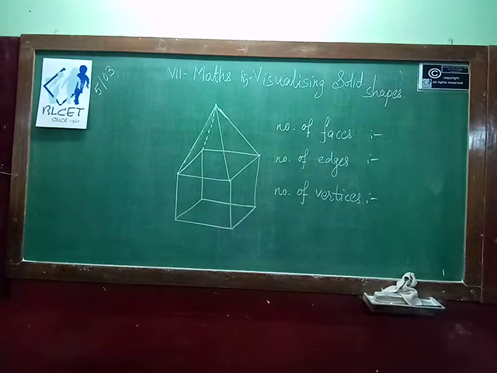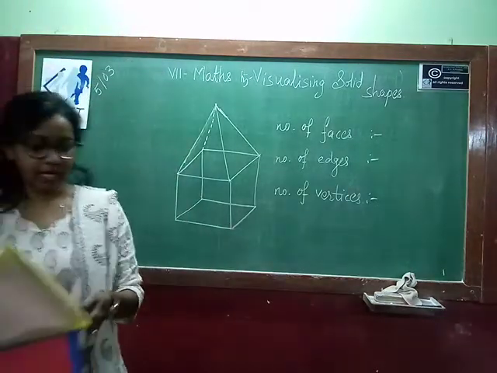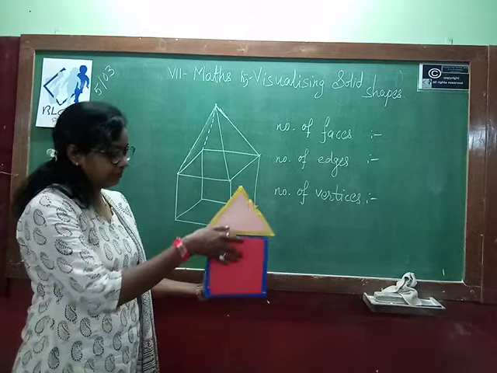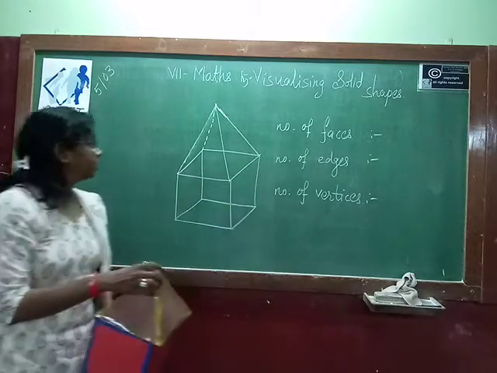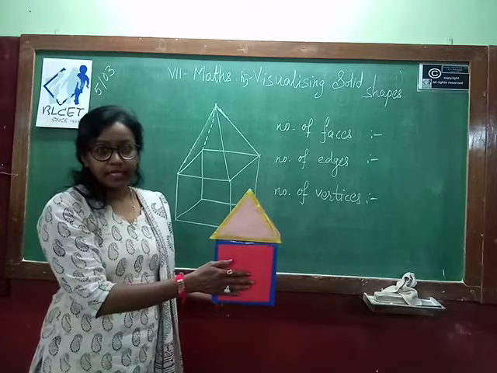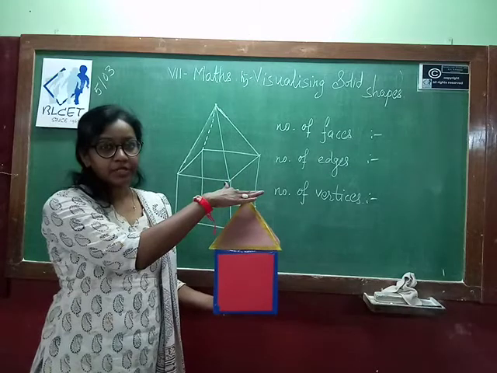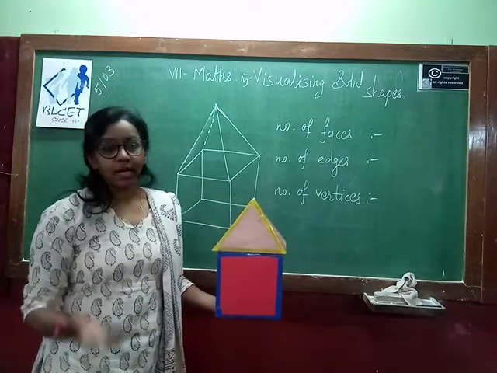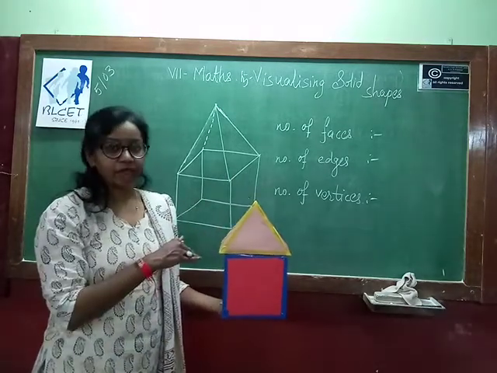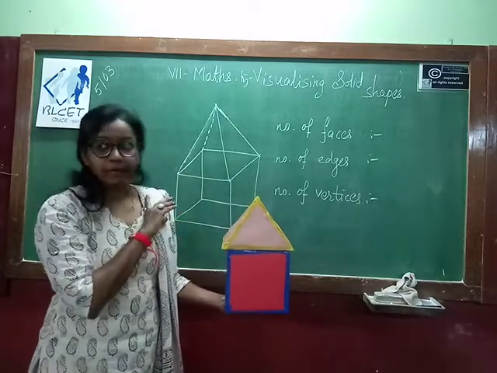Now we see the try this. In that we have already done the number of faces, number of edges and number of vertices for a cube. Now you have this kind of diagram that I have already drawn over here. So what happens in this? The bottom part is in the cube shape and the upper portion is in the pyramid shape. That pyramid is a quadrilateral pyramid. So now we have to count the number of faces, number of edges and number of vertices.